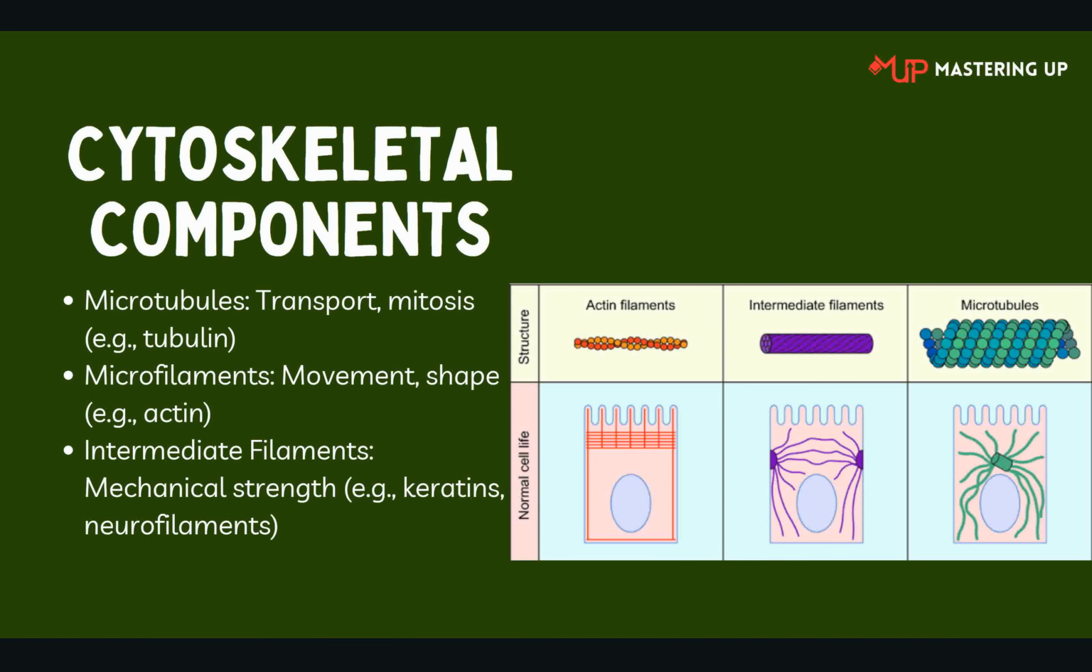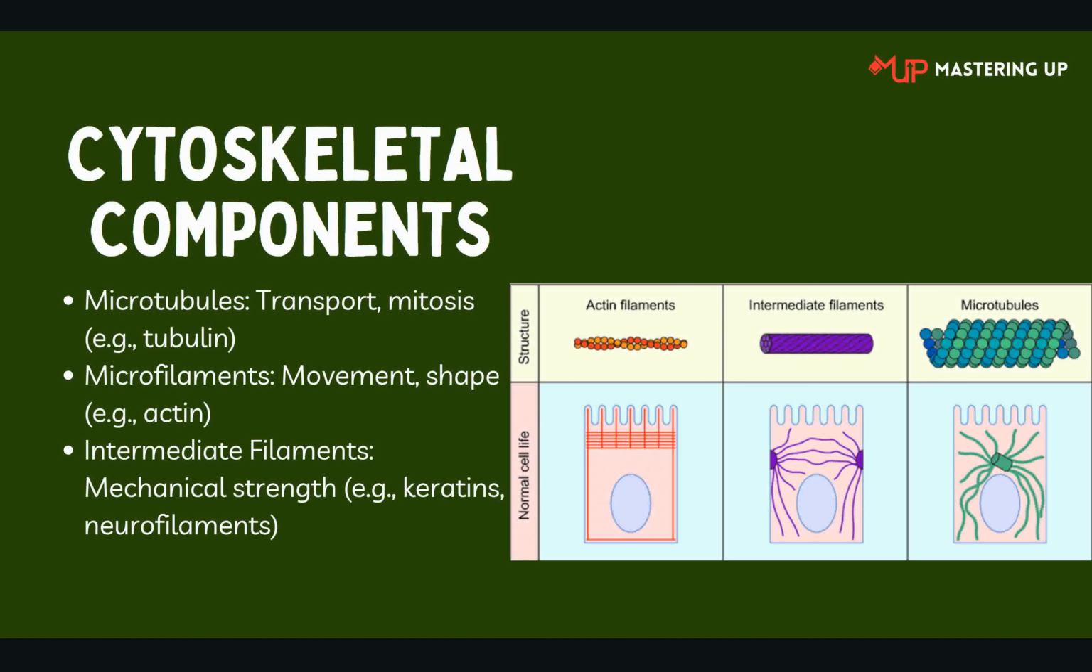Now let's see the cytoskeletal components. The cytoskeleton is made up of three primary types of protein filaments, each playing distinct roles. First, the microtubules, which are hollow tubes made of tubulin. They serve as tracks for transporting organelles and vesicles and are also essential during cell division where they form the mitotic spindle.